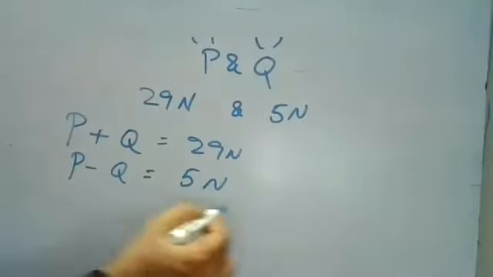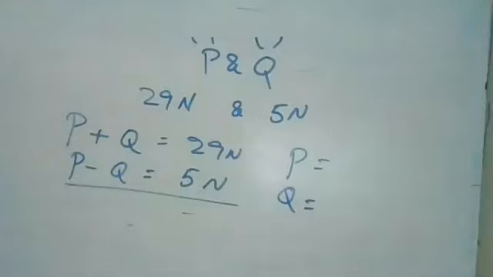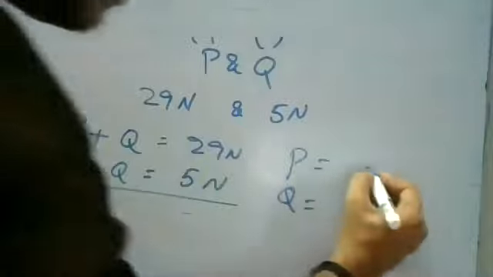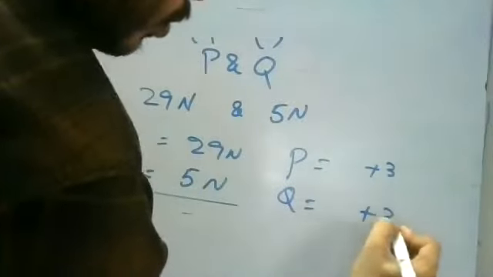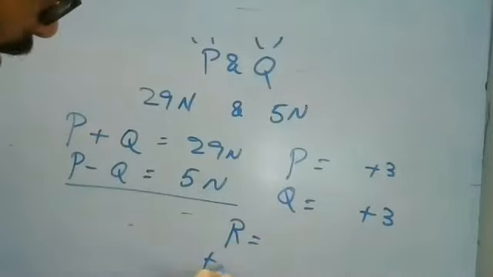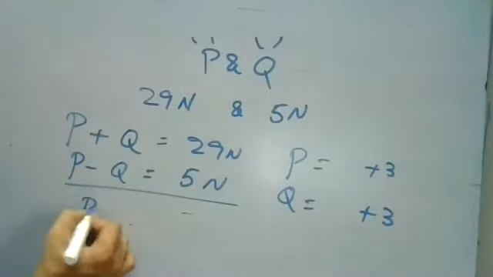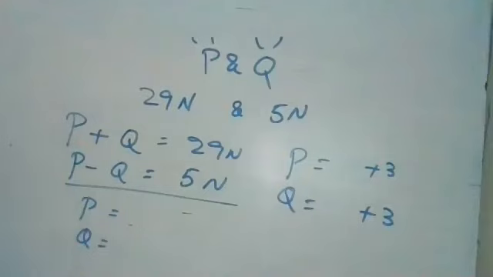Now you have to solve these two and try to find P and Q first. Then we have to add plus 3 Newtons to both P and Q. After adding plus 3 Newtons, again you need to find the resultant and find the tan phi for this. So first of all, try to find P and Q.